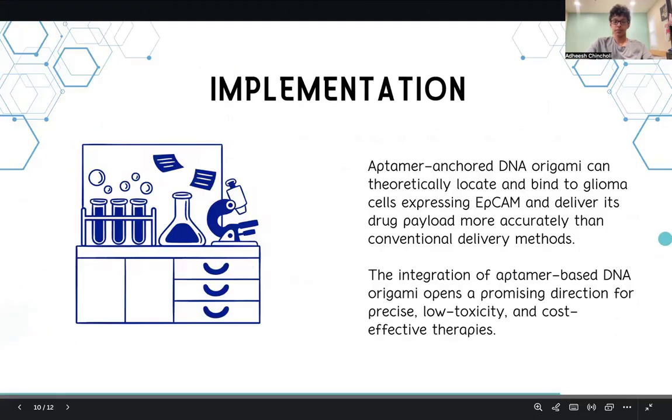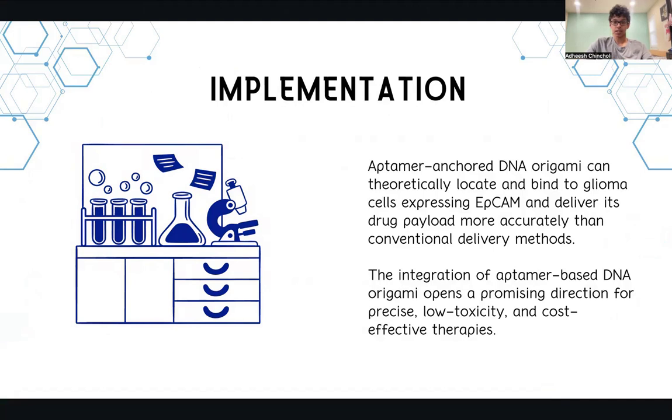In theory, aptamer-anchored DNA origami could locate and bind to glioma cells expressing EpCAM with high precision. This would allow the therapeutic payload, such as a drug, RNA molecule, or other treatment agents, to be released directly into the tumor cells. The integration of aptamers with DNA origami opens up a promising avenue for low-toxicity, cost-effective, and highly targeted cancer therapies. While this work was conducted computationally, my next step would be experimental validation to test these interactions in vitro and in vivo.